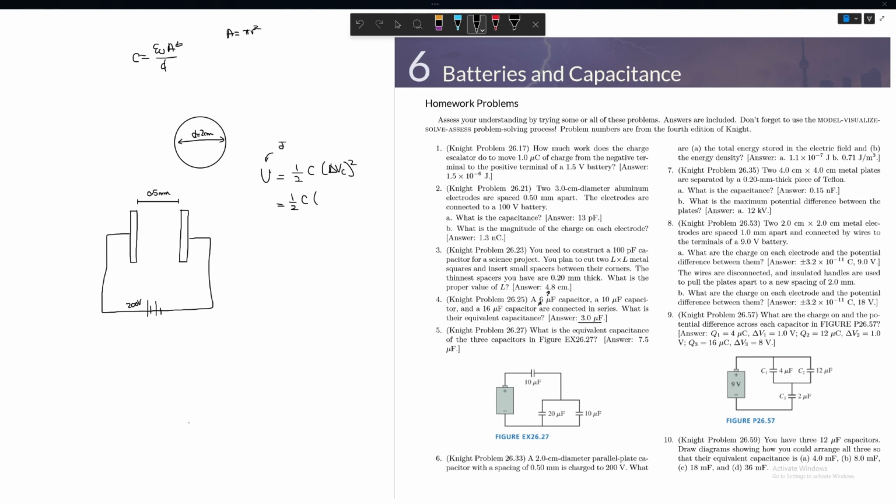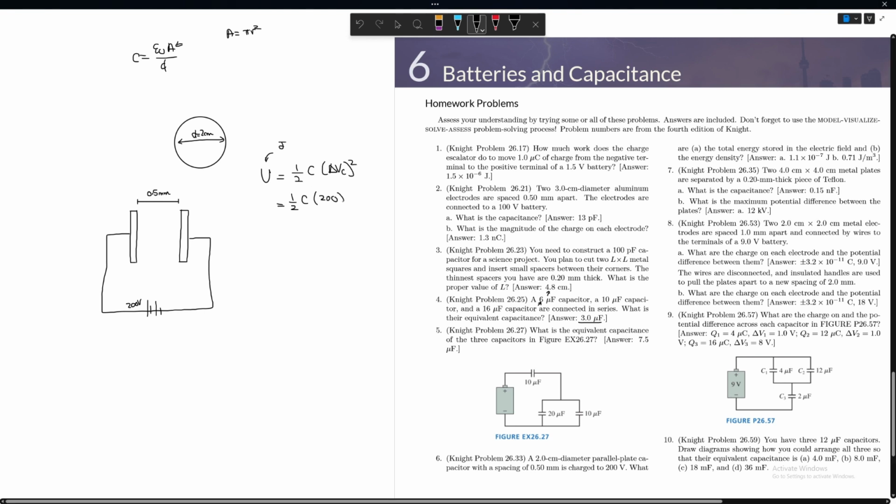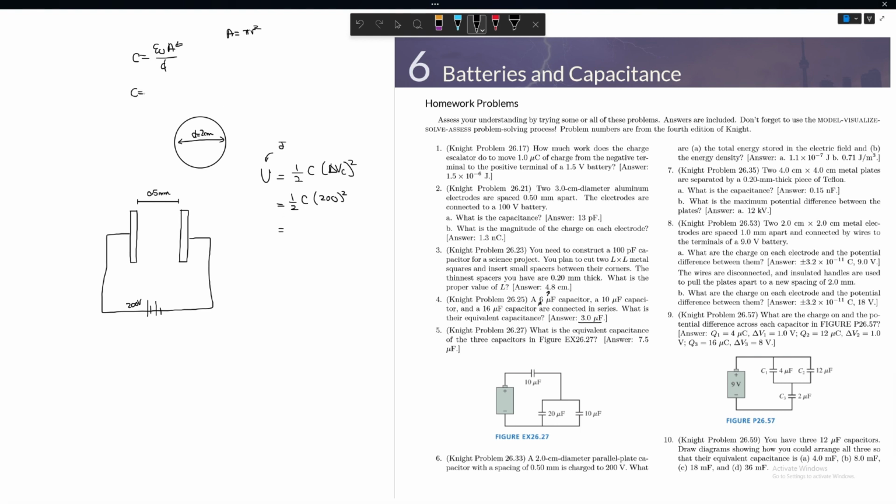Back to my question. Anyways, we do have 200 volts here, which is good. Now I can just sub that in, so that's 200 here. Now my C, let me grab that from up here. My C equals my epsilon naught times my area, which is pi times my radius. 0.02 would be my diameter, and that divided by 2 will be my radius. We take that whole thing, square it, and divide it by the distance, which is 0.5 millimeters, but in meters, that's 0.0005.